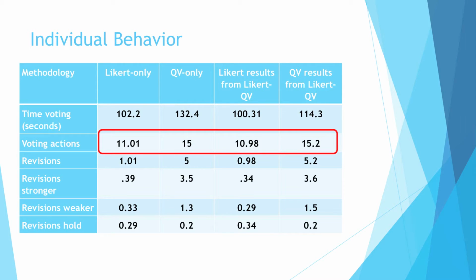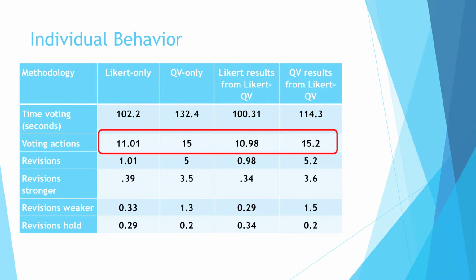So basically what it means is that the Likert people vote on all 10 issues, and then they do one more thing. Maybe they strengthen a vote. Maybe they weaken a vote. I don't know what it is. The QV people do a total of 15 things. And what's interesting, that 15 is not 10 plus 5.